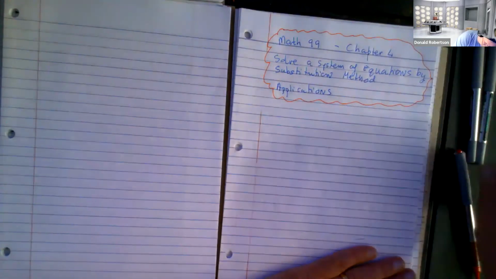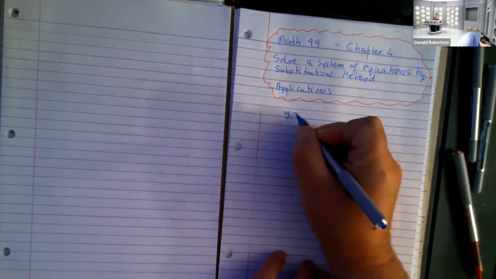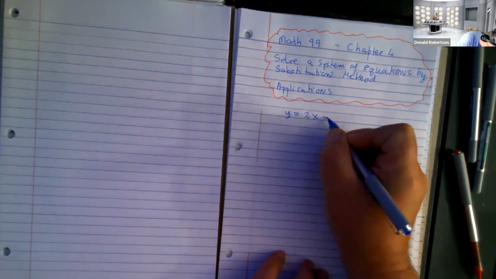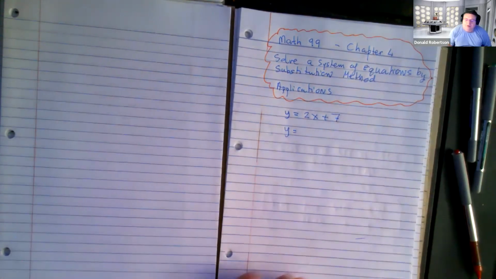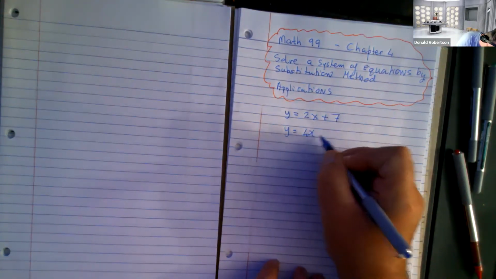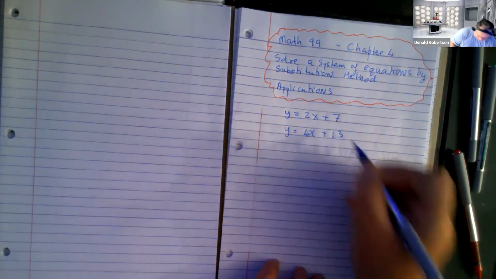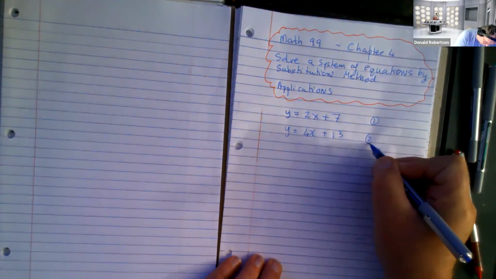Right, let's work first on solving system of equations using what's called the substitution method. Well, we're going to have 2 equations in x and y. The main difference is that they will typically be written in the y equals format. So suppose one of them was y equals 2x add 7, and the other one was y equals 4x add 13. I'll call this equation 1, and I'll call this equation 2.